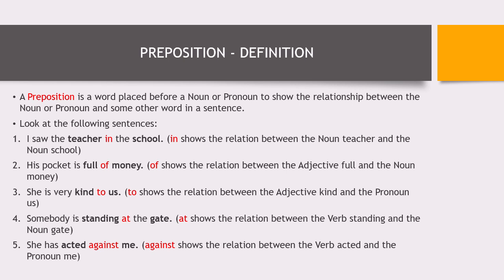4. Somebody is standing at the gate. At shows the relation between the verb, standing, and the noun, gate. 5. She has acted against me. Against shows the relation between the verb, acted, and the pronoun, me.